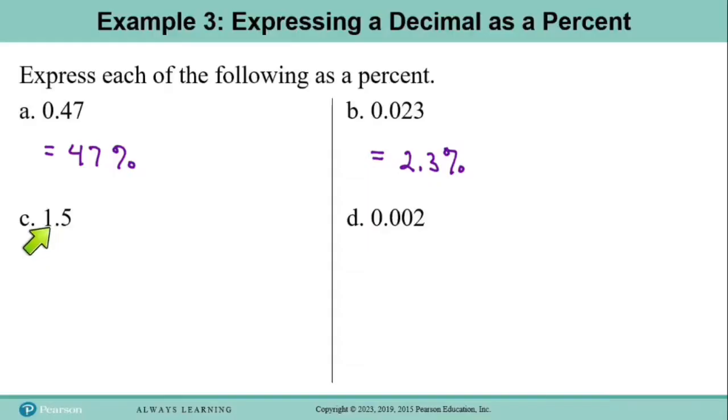In part C, we have 1.5. So to express 1.5 as a percent, we're going to take this decimal that's between the 1 and the 5, and we're going to move it 2 places to the right. That's going to cause us to have to fill in a 0. So we will write 150%. Now you can see how if the decimal comes after the 0, it's 2 places to the right of where it started between the 1 and the 5.